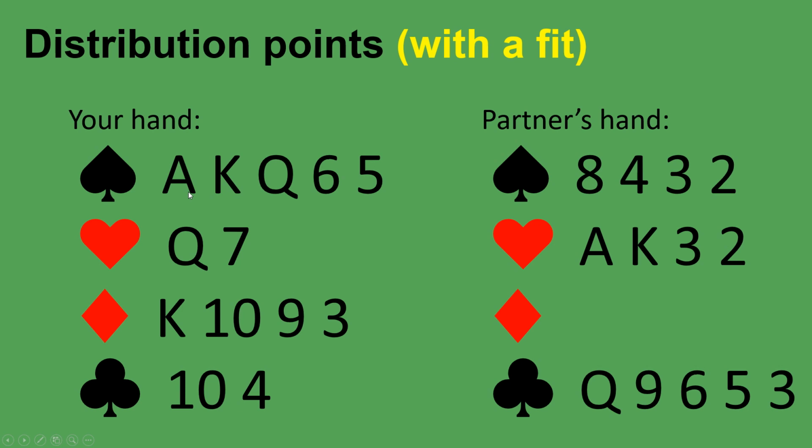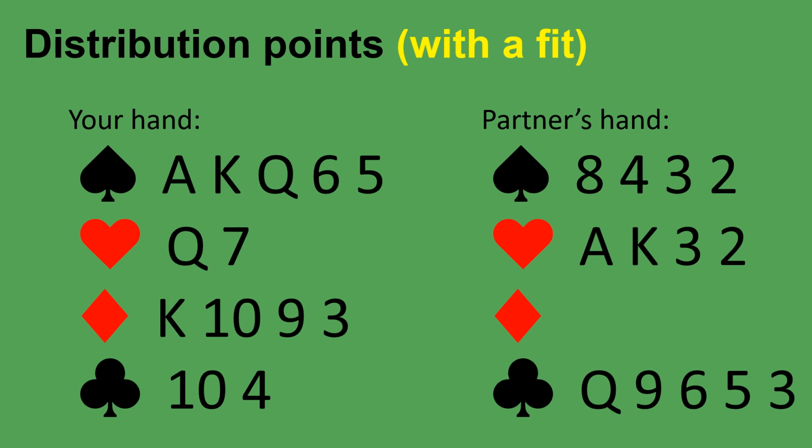Now that we know you have a fit, you can count your total points, which is your high card points plus your distribution points. Count them. I hope you found the answer is 30 total points. Let's count together. 4 plus 3 is 7, plus 2 is 9, plus 2 is 11, plus 3 is 14, plus 4 is 18, plus 3 is 21, plus 2 is 23 high card points.